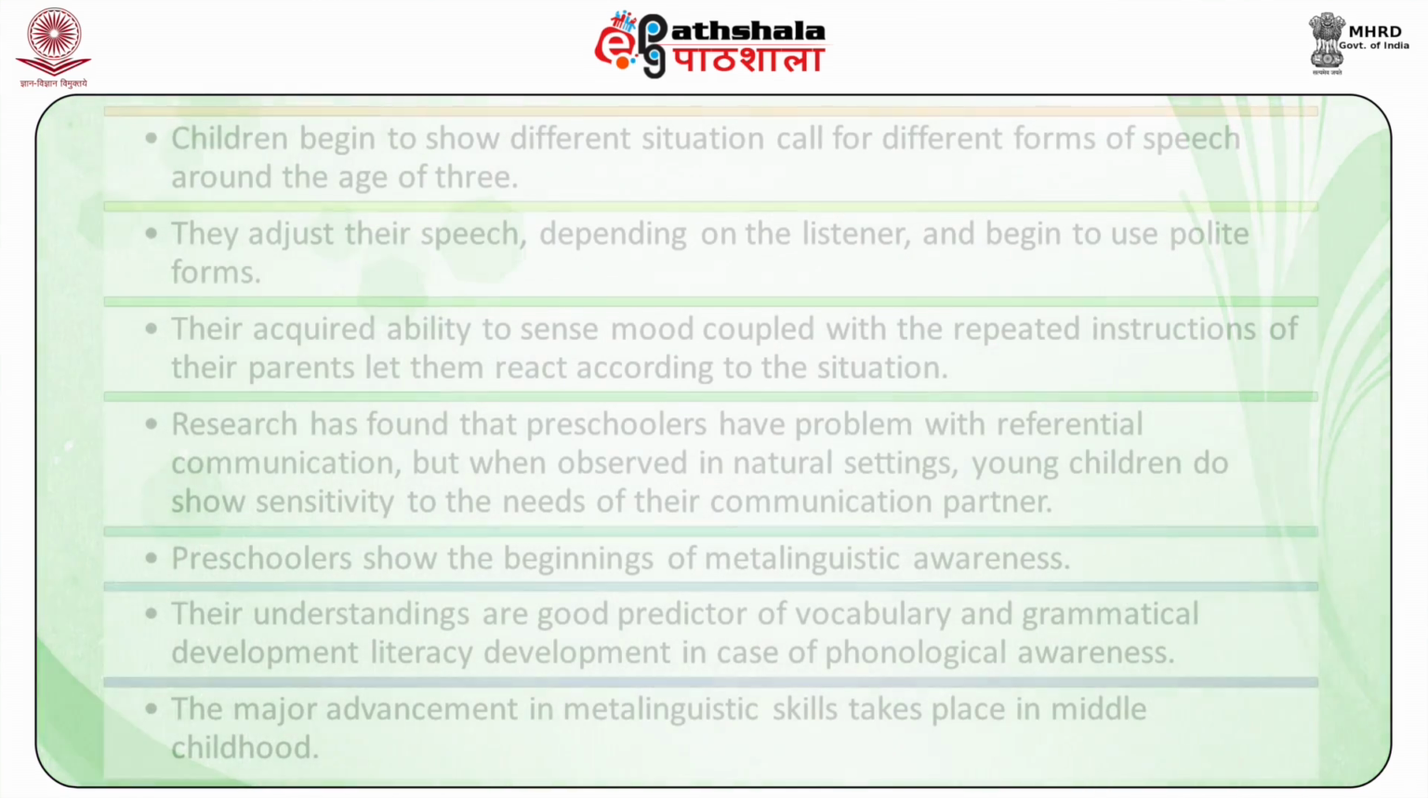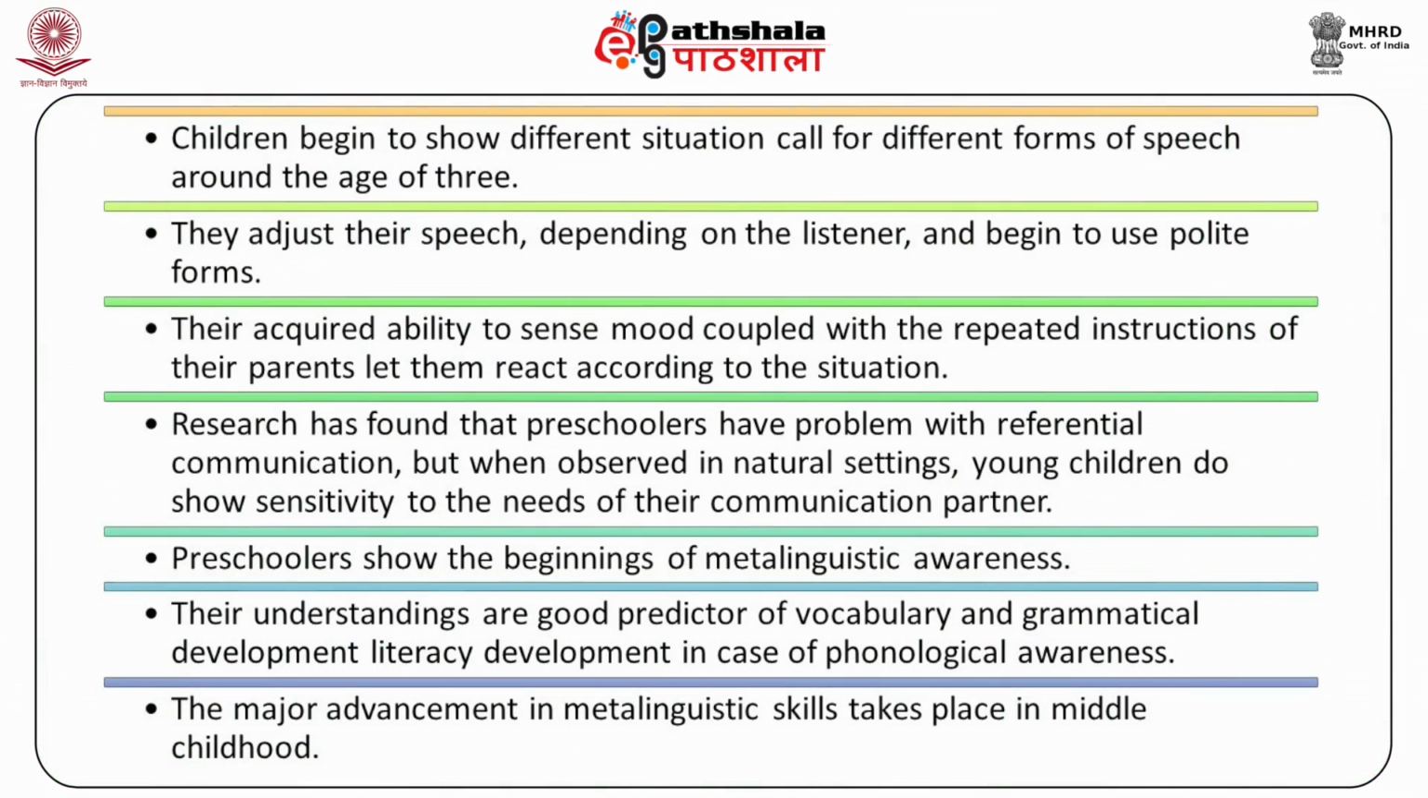Pragmatics. Children begin to show that different situations call for different forms of speech around the age of 3. They adjust their speech depending on the listener and begin to use polite forms. Their acquired ability to sense mood, coupled with the repeated instructions of their parents, lets them react according to the situation. Research has found that preschoolers have problems with referential communication, but when observed in natural settings, young children do show sensitivity to the needs of their communication partner.